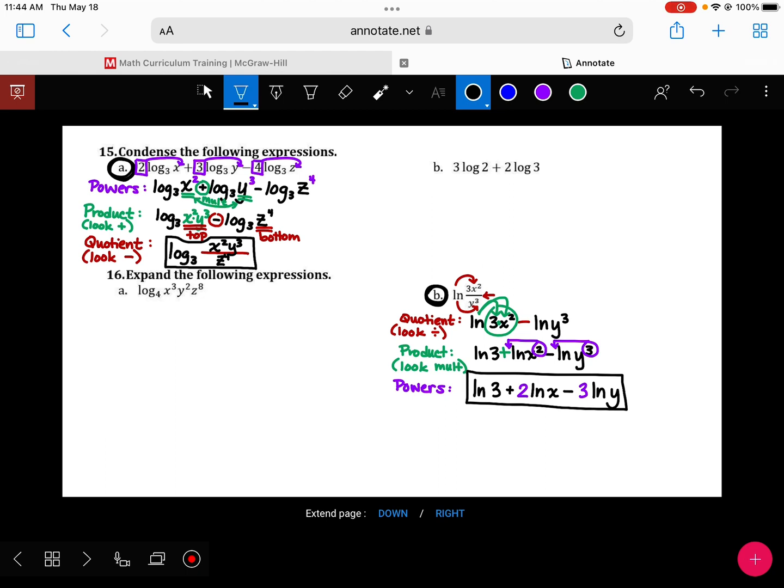Do you guys have any questions about either 15 or 16? After you write log or ln, you either have to have a number right after it, or you have to have a variable right after it.